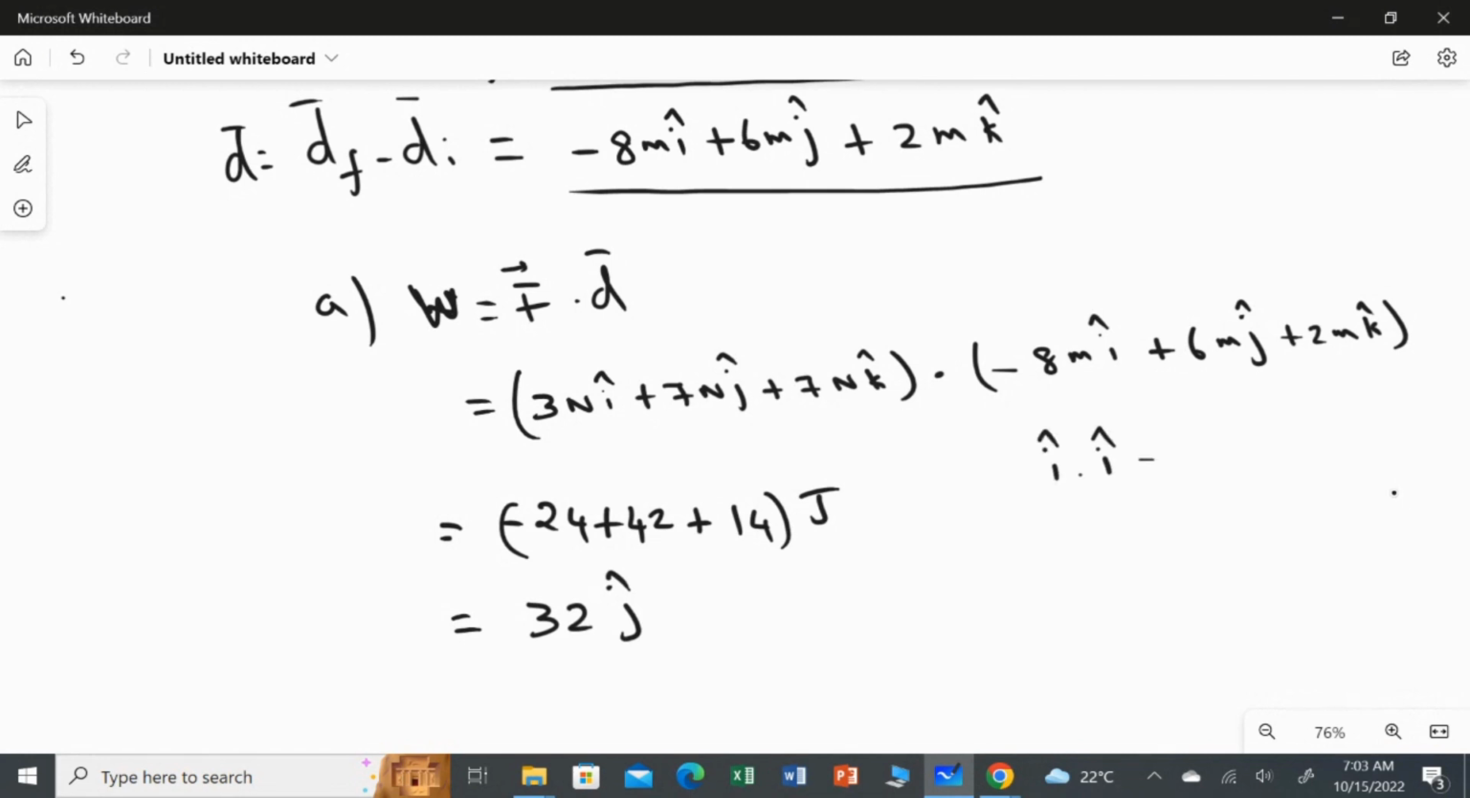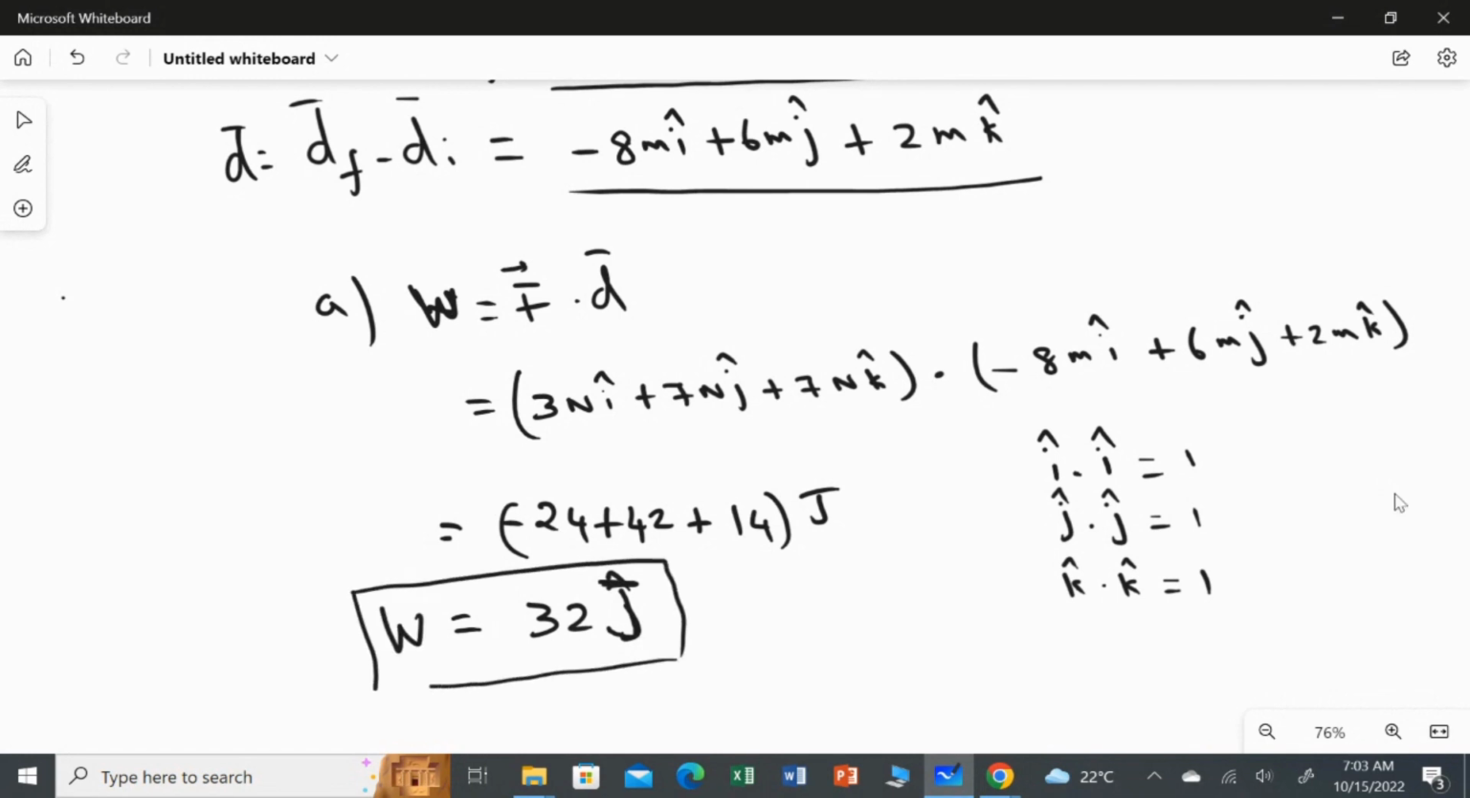i cap dot i cap is 1, j cap dot j cap is 1, k cap dot k cap is 1. Clear? So when you multiply i with i, it will give 1. So 3 multiplied by minus 8 multiplied by 1. That means minus 24 plus 42 plus 14, which gives the answer of 32 joules. Brother, this is not j cap. This is the unit, joule. So this is the answer for the first question.